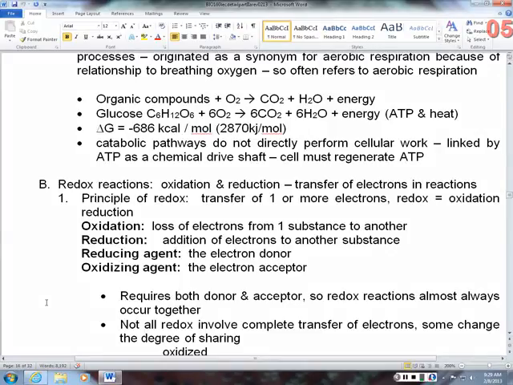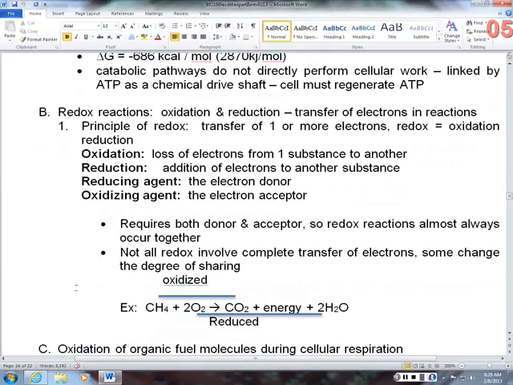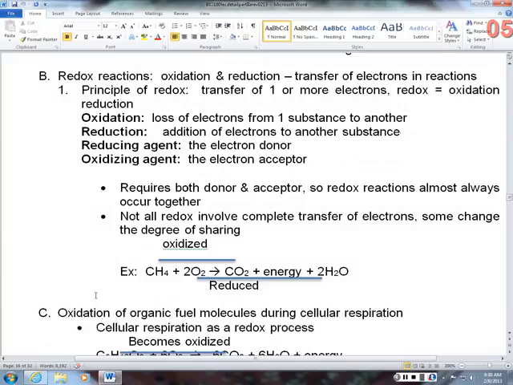When something is reduced, you've added electrons to it. For these reactions to occur, you need both a donor and an acceptor. You can't just put electrons off into nowhere, so they're almost always going to occur together. Not all redox reactions have a complete transfer of electrons. Sometimes there's a little bit of sharing. For what you're doing, they're going to be transferred, and that's good enough. It's pretty black and white on that.